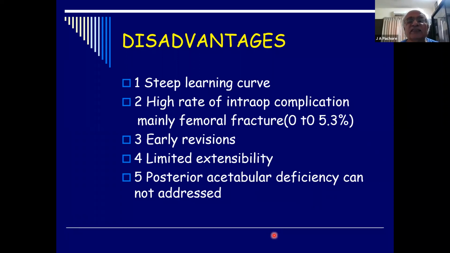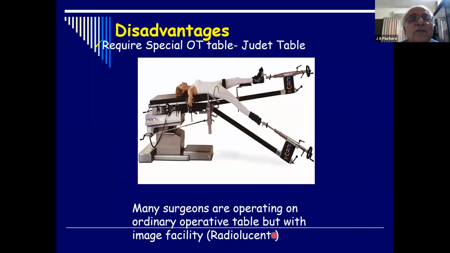Posterior acetabular deficiency cannot be managed with this approach. A special table is required, the Jude table, and many surgeons are now operating on the ordinary table, but the image facility, radiolucent tables, must be available. So that is the way we do this now.